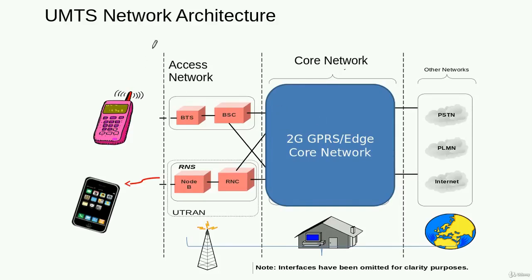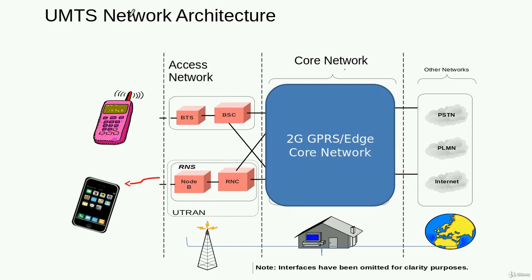Now talking about from a network architecture perspective, basically the network can be divided into three main elements. The first element is obviously the mobiles that we use. The second element is the access network, where the mobile accesses the network through the access network. And then we have the core network.